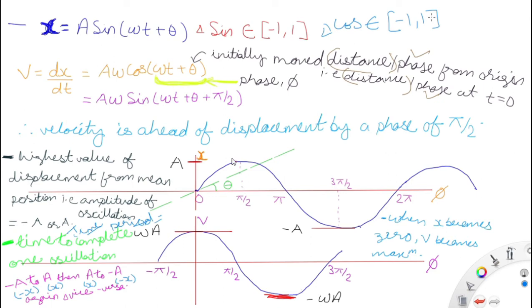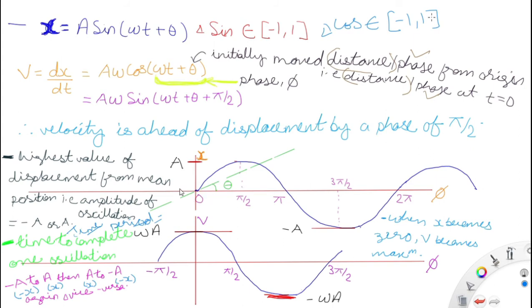When the displacement is maximum, velocity is equal to 0, because at pi by 2 the velocity becomes 0. The opposite of the sine function is the cosine function. So when displacement is maximum, velocity is 0, and similarly, when velocity is 0, displacement is maximum, whether positive or negative. The highest value of displacement from the mean position is the amplitude of oscillation, so A and minus A are the maximum displacement.